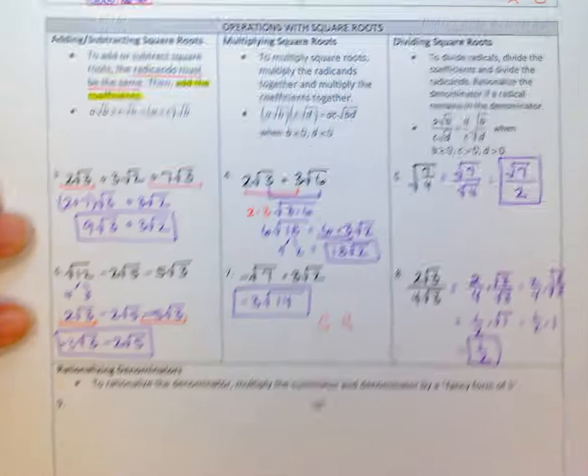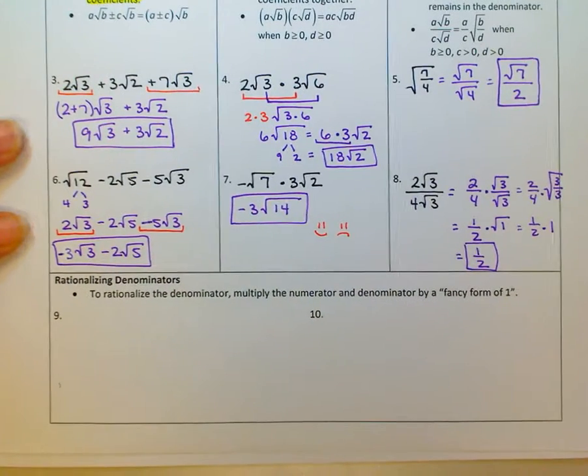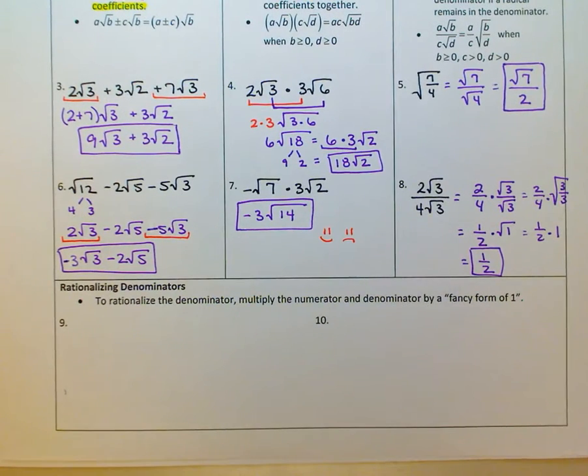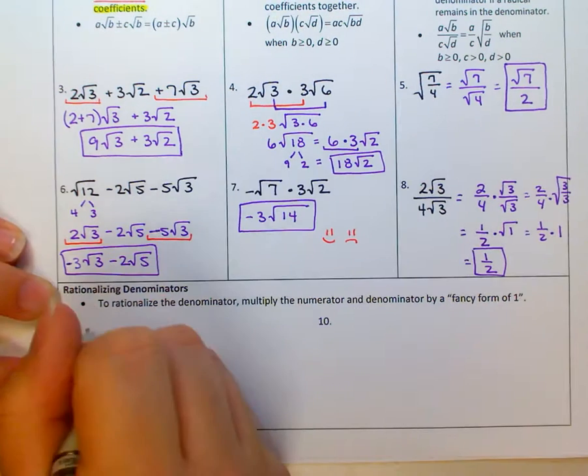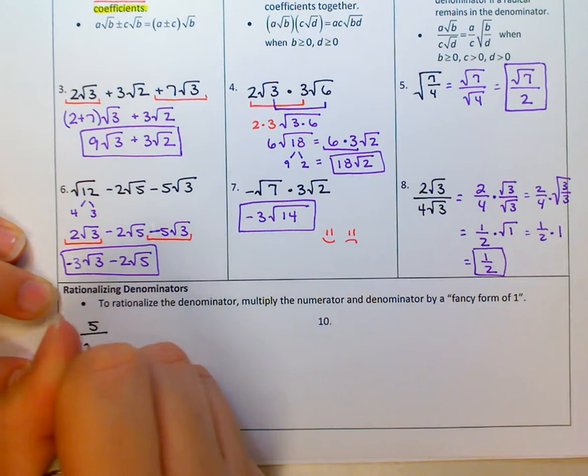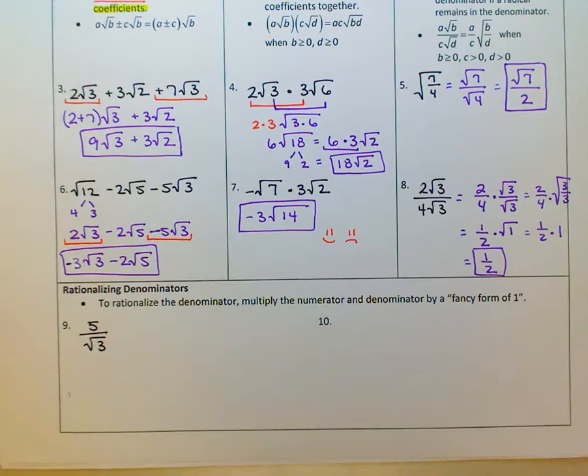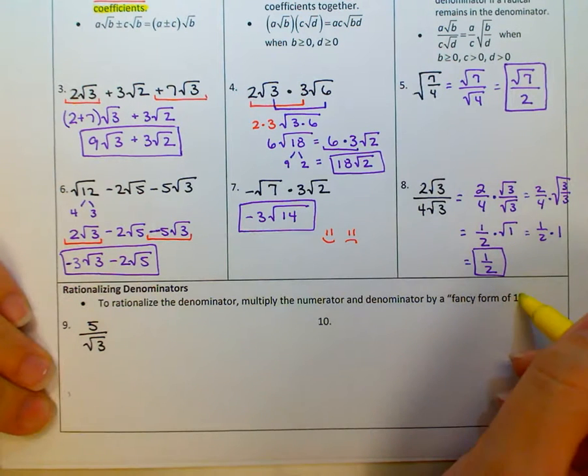Now, what happens if you can't do that? What happens if you have a division problem and they don't cancel out nicely? Well, that's when we do something called rationalizing the denominator, okay? So when we rationalize the denominator, we might be given something like this, 5 over the square root of 3. Now, I can't mush things together or pull them apart and hope that the square root of 3 disappears on the bottom. So what we do is we multiply by a fancy form of 1.